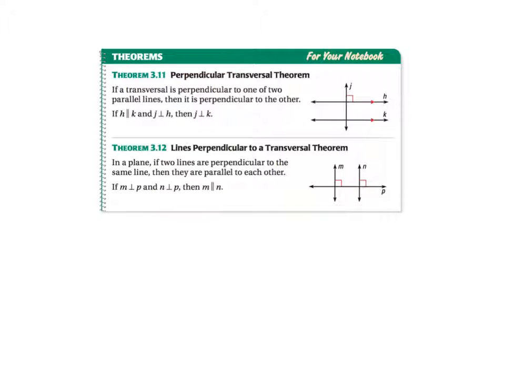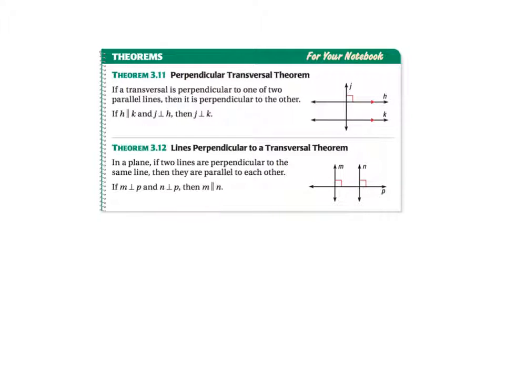Next we have two more theorems. The first is the perpendicular transversal theorem. It states if a transversal is perpendicular to one of two parallel lines, so you see in this diagram we have line H and line K that are parallel because they're marked with the little triangles, and the transversal J is perpendicular to line H, then it is perpendicular to the other. So if line J is perpendicular to line H, then it is also perpendicular to line K.